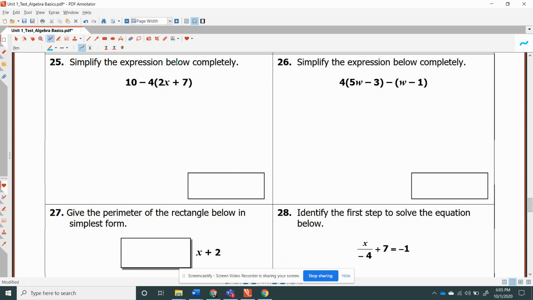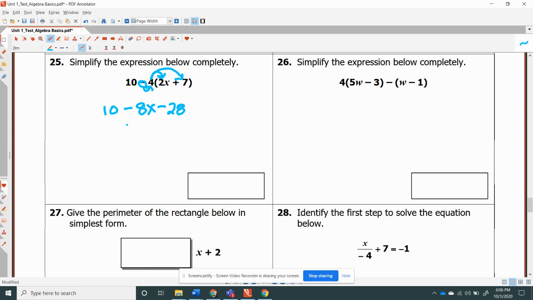Now we're going to simplify this expression completely. But the first thing we need to do is distribute the 4 to the 2x and to the positive 7. So 10 minus 4 times 2 is 8, so 8x. This is a negative 4. Negative 4 times positive 7 is negative 28. Students, this negative sign goes with the number behind it.